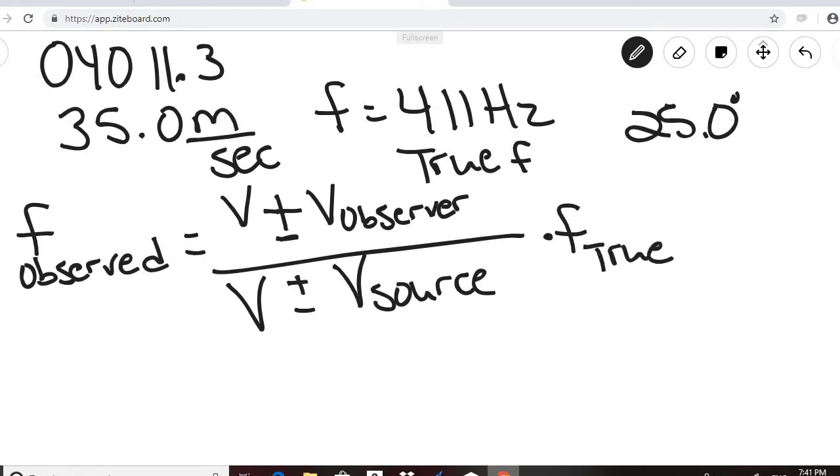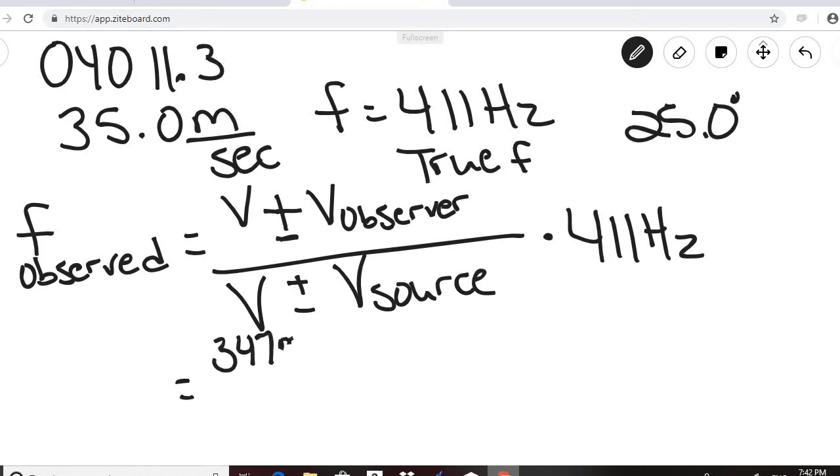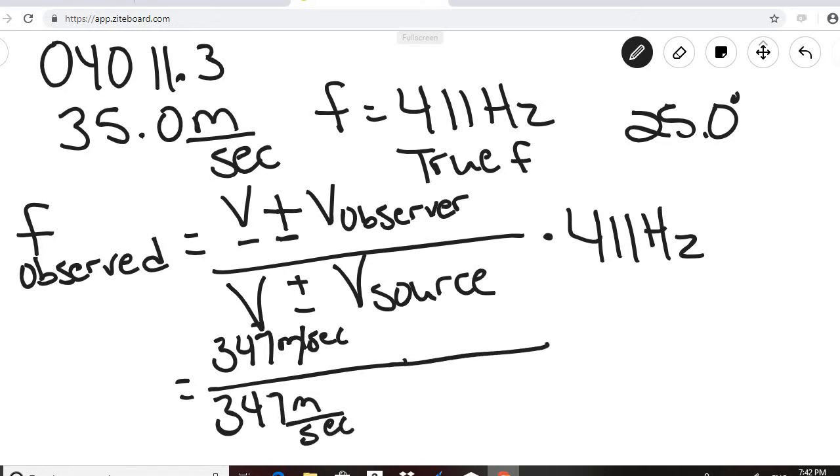Okay, so we know that the true frequency is 411, so let's go ahead and put that in there. And we just figured out that the velocity of the sound was 347 meters per second. So in both of these cases, both here and here, we will put 347 meters per second. Then it just becomes a matter of what do we add and subtract in this equation. What is the velocity of the observer? This tells us that the observer is standing still, so the velocity of the observer is 0. And then, what is the velocity of the source? We are told that the train is moving at 35 meters per second, and it's moving away.